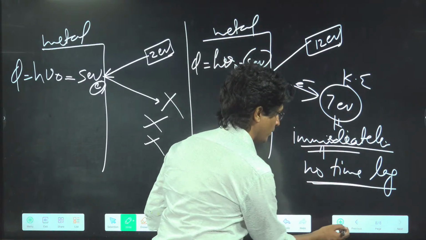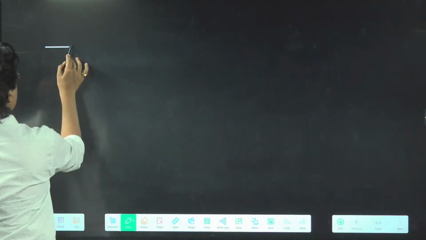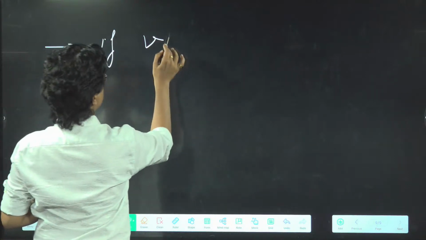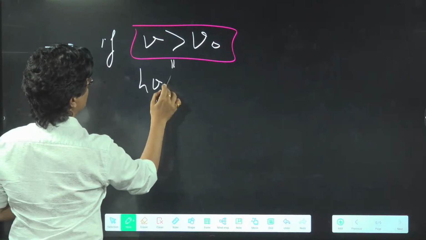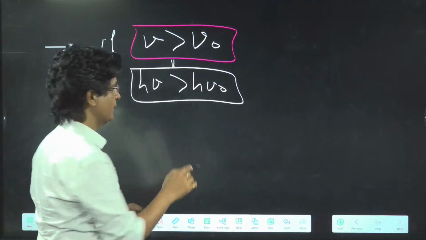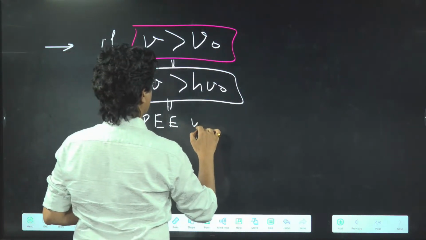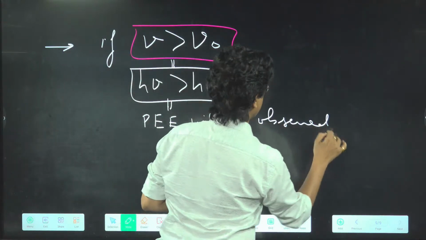Okay. Now see, a few more things. Very, very important. Einstein further told that if nu is more than nu naught, that means if h nu is more than h nu naught, the electron will come out. The photoelectric effect will be observed. Remember that or not?